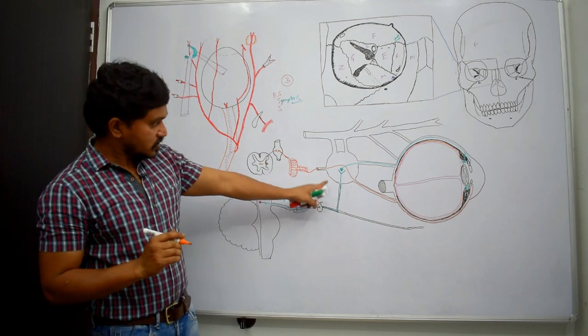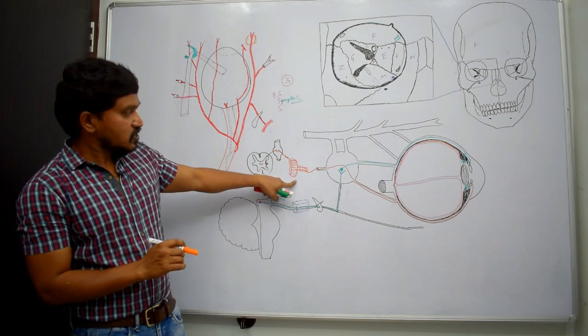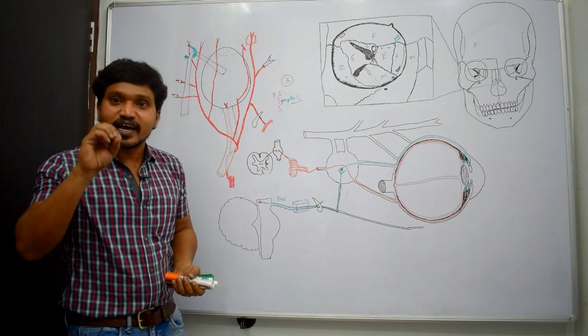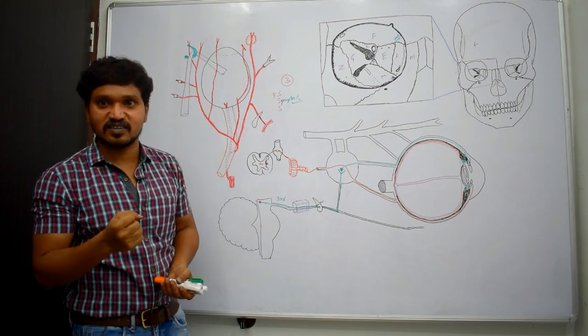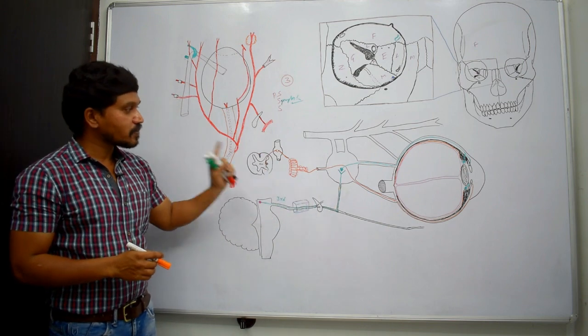Right? So this is the sympathetic root. If there is stimulation of sympathetic nerves, what will happen? There will be dilatation of the pupil and vasoconstriction. Clear? So that is about the sympathetic root.